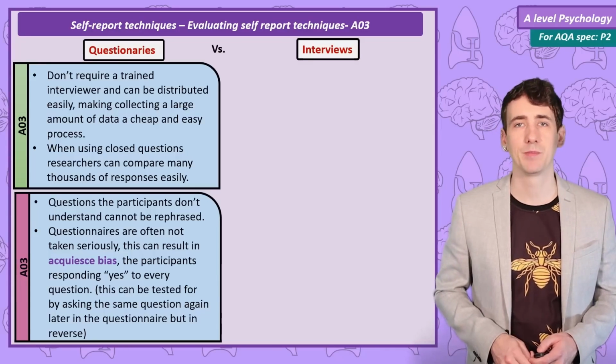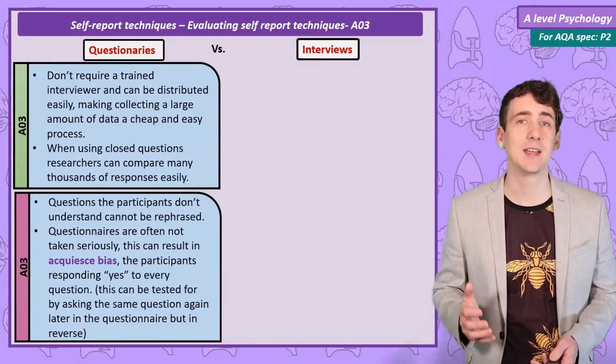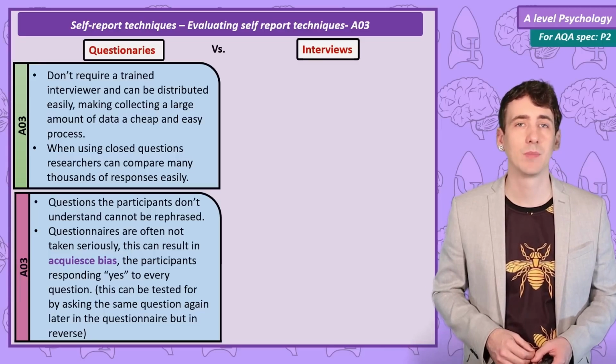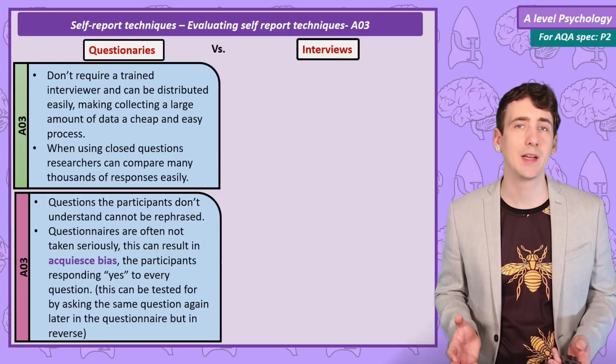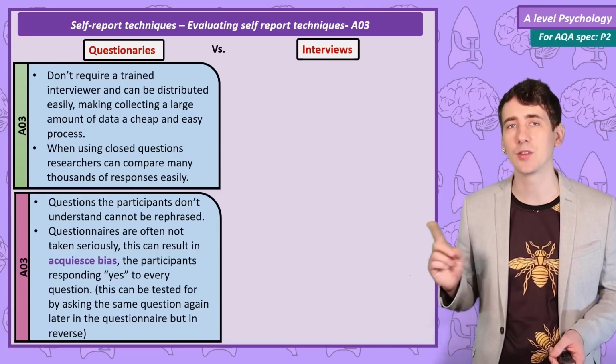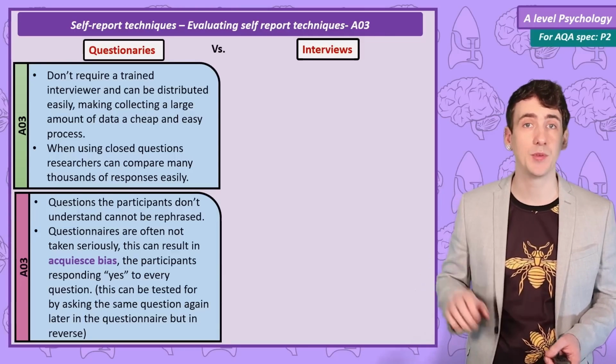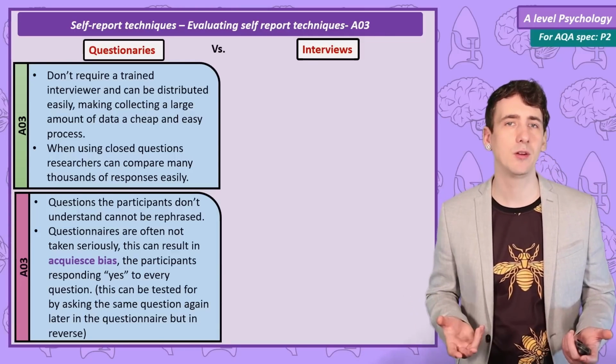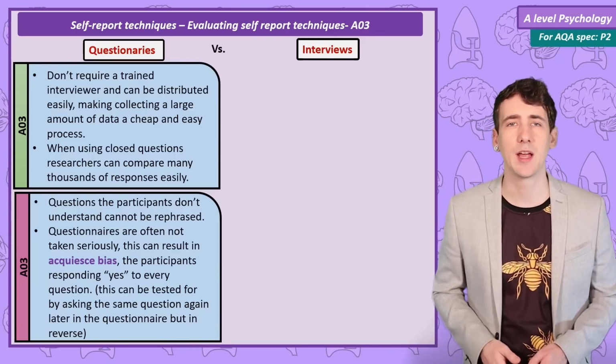Maybe you've done that at some point. It's such a well-known effect, it actually has a name, acquiescence bias. One way of checking for acquiescence bias is by using a similar question later in the questionnaire, but phrasing it in the opposite way. If they tick yes to both, you can see they're not answering the questionnaire honestly.